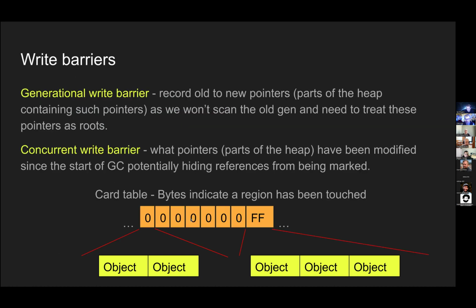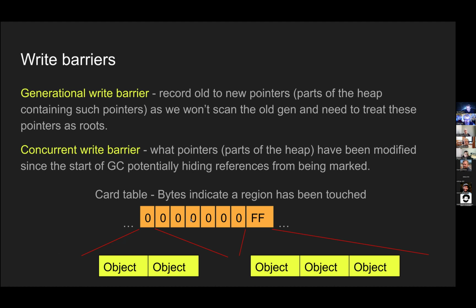So with write barriers, you've got a generational write barrier, which is going to tell you about regions of the heap, or particular addresses in the heap, where you can have an old to new pointer. And the reason you need this is so that you can treat all of these cards and so on as roots into the new generation to tell you what young objects are live.